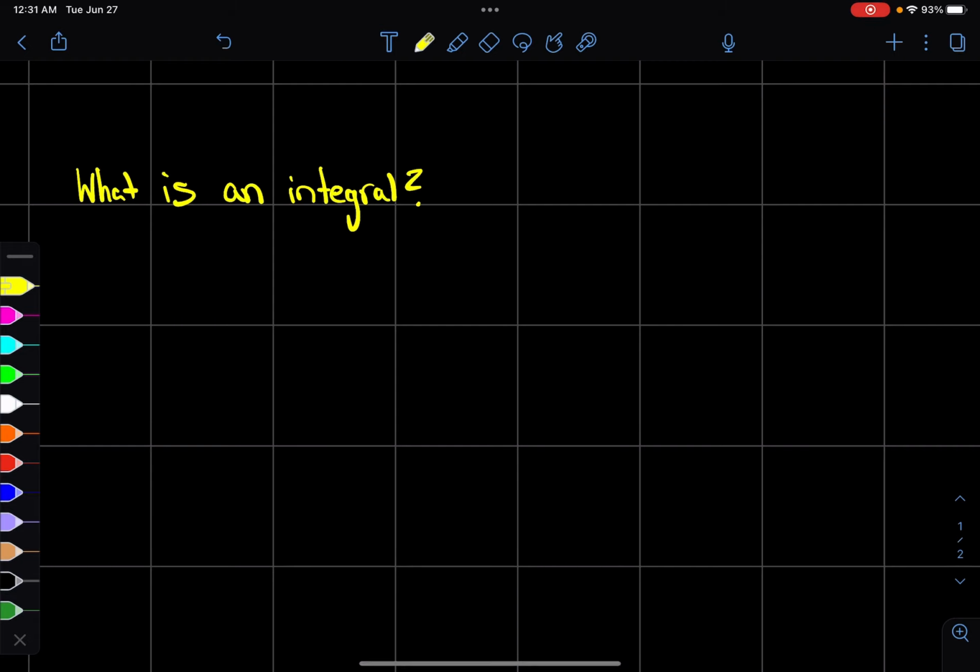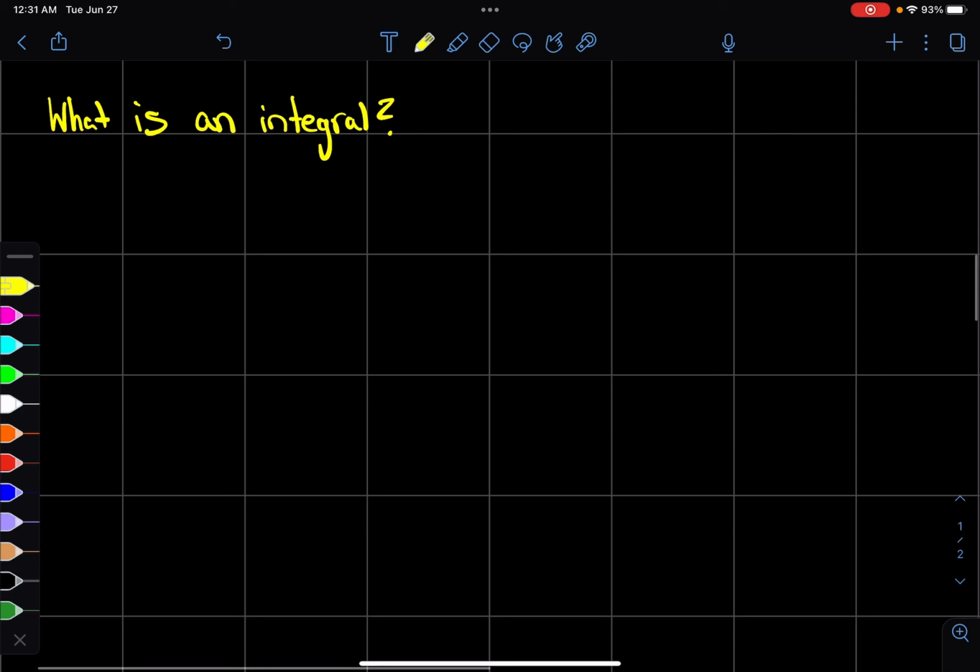Okay. And people can very quickly say, oh, it's area under the curve. I like to dissuade people from saying that because an integral really is not area under the curve. And let me remind you where the integral as an operator came from in the first place.